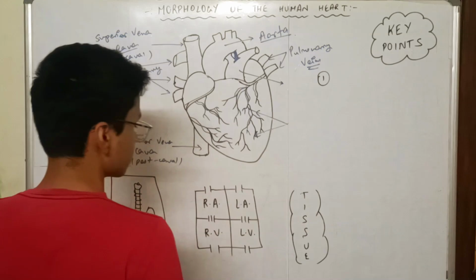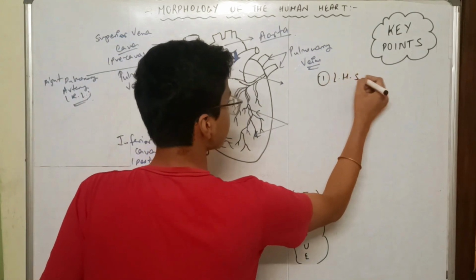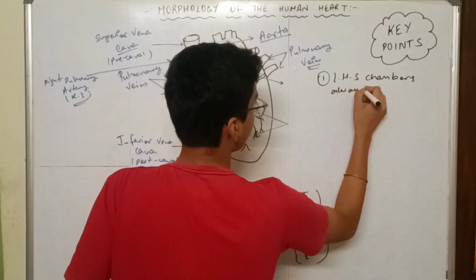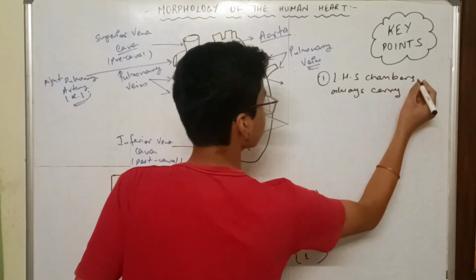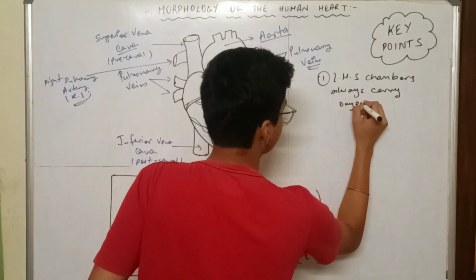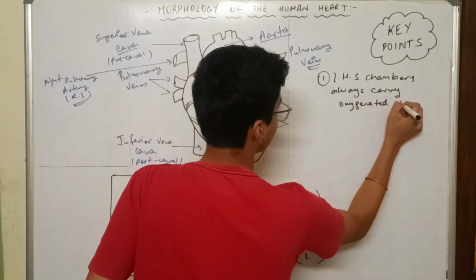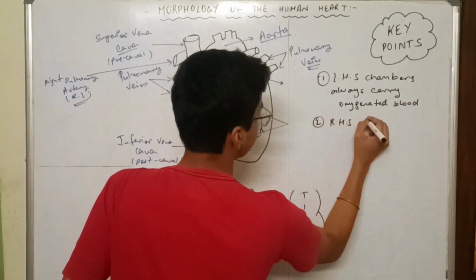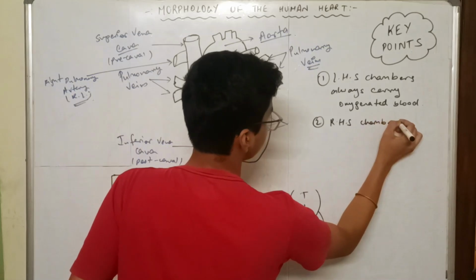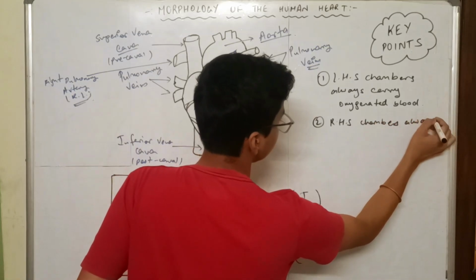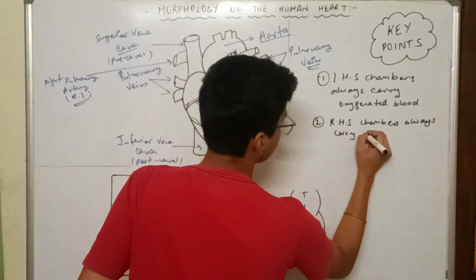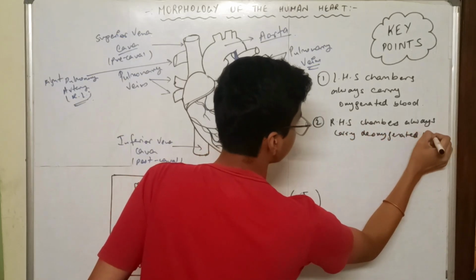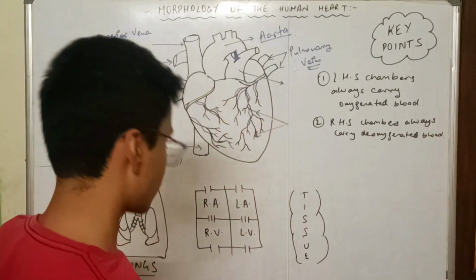The first key point is the left hand side chambers always carry oxygenated blood. Secondly, right hand side chambers always carry deoxygenated blood. Okay, these two points are very important to note.